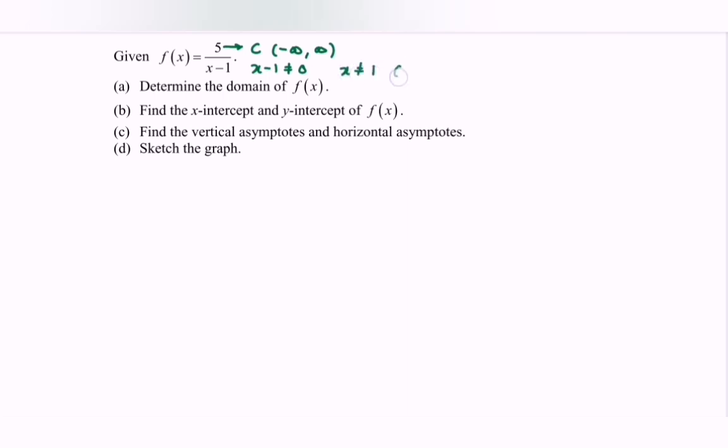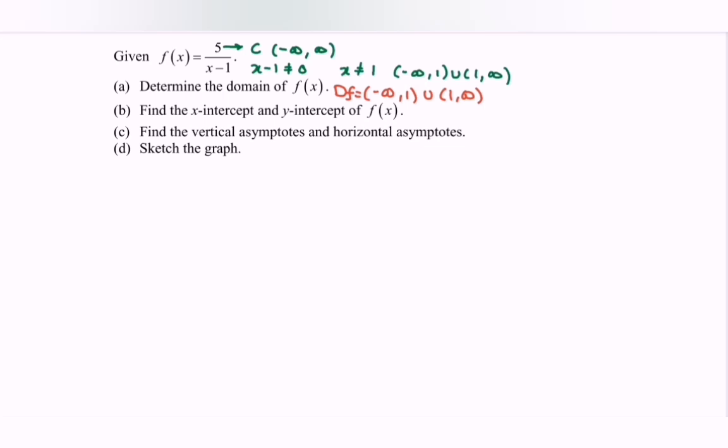So to simplify the situation: negative infinity until 1, union from 1 until infinity, where the 1 is not included. Based on the situation, here we have the division, so the meaning of the division would be intersection. As a conclusion, negative infinity until infinity intersect with negative infinity until 1, union 1 until infinity, where the 1 is not included. So the domain would be negative infinity until 1, union 1 until infinity. So that is the domain for this situation.